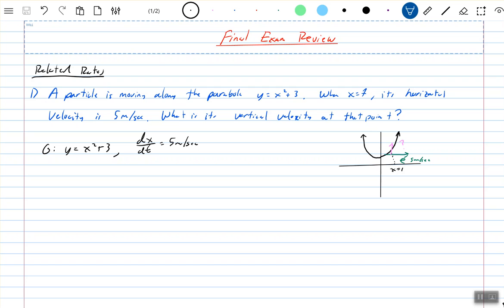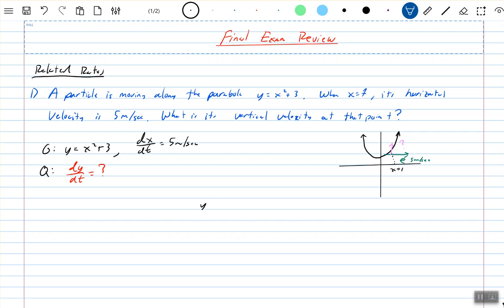All right? So we have what we're given. Now we need to ask, what is the question asking? What's it asking us to solve for? Well, in this case, it's asking for the vertical velocity, or what is the change in y with respect to time. How can we write down the change of y with respect to time? Well, that is just dy/dt. That's what we've been asked to solve for. So that's what we're going to solve for.